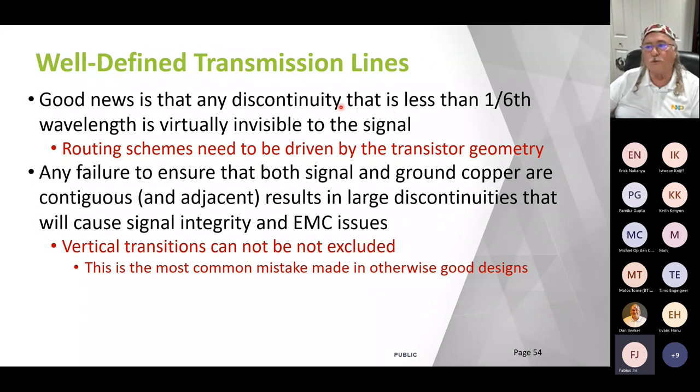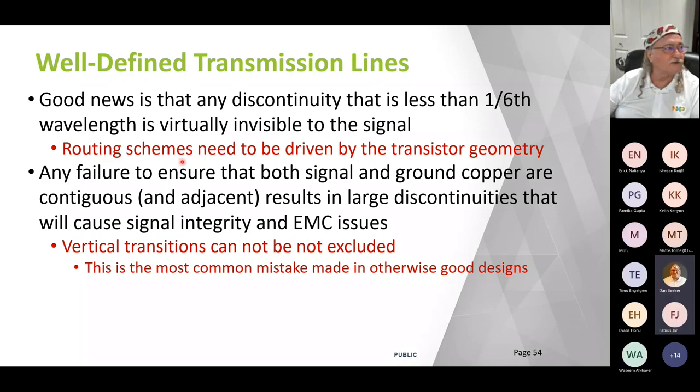Most times, if the discontinuity is less than a sixth of the wavelength, then it is basically invisible to the signal. You can have small discontinuities that won't affect your signal integrity or EMC in most cases, but you need to be aware of how fast the transistors you're using are switching, because that's what the wave front is driven by. It's not the frequency of your clock or the frequency of your data. It's the switching speed of the transistor that determines the needs of that transmission mode.